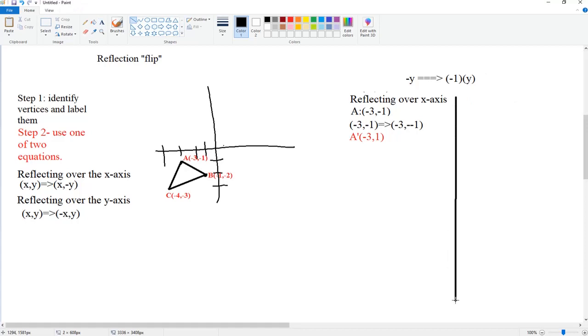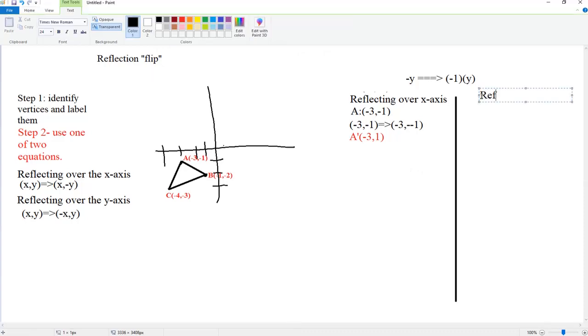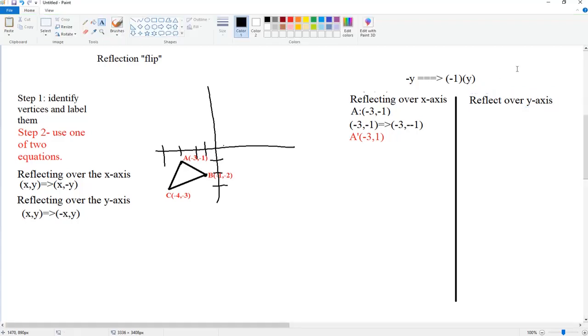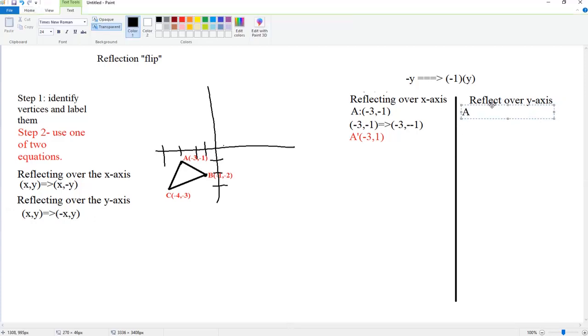If I wanted to reflect over a y-axis, I would then use this bottom one over here. So again, I have my A. My A is negative 3, negative 1. That didn't change. And then I'm going to use the equation on the bottom here, because this is reflect over y-axis.